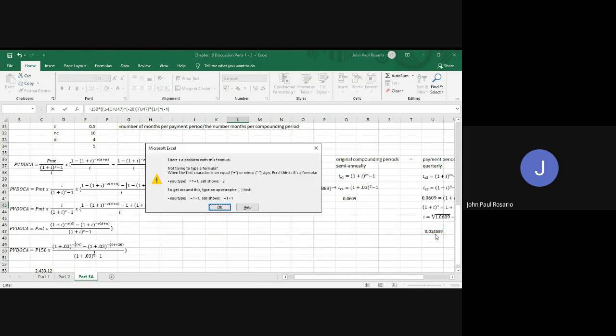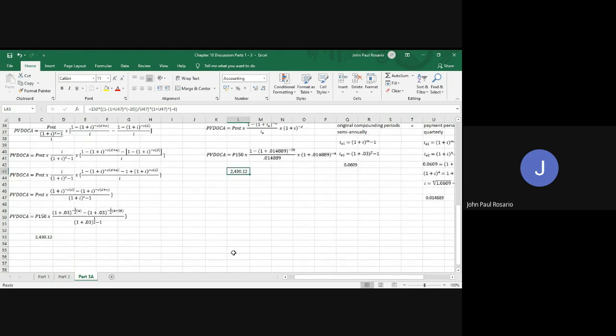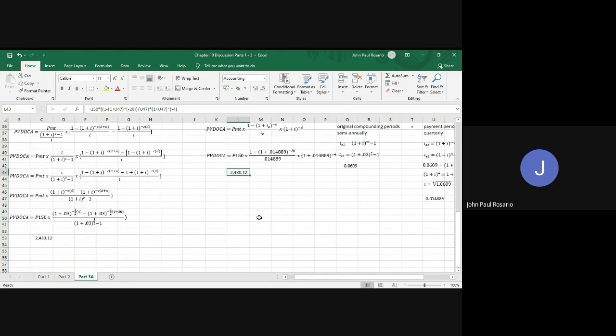Okay, so with that, 1 plus this one. Did we get the same answer? Yes, we did get the same answer. So now let's proceed to when the problem is an annuity due.